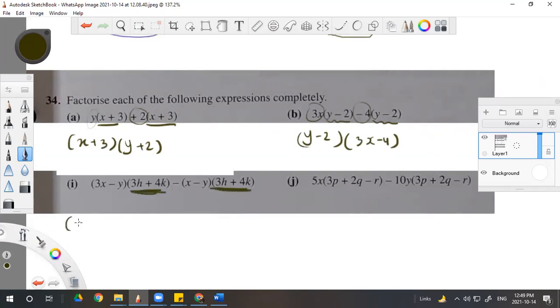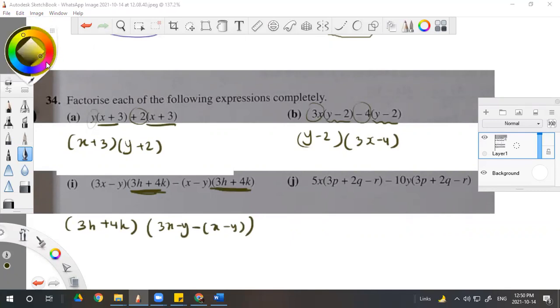Keluarin x sama y-nya. Enggak dong, ini kan 3x minus 4, ini x. Oh ya. Cari yang sama di dalam bracketnya. So what is the rest? 3x minus y subtract x minus y, right? Ini tuh sisanya doang. The rest, the remaining that you keep, you have to put it like this.